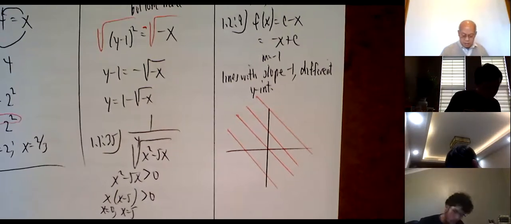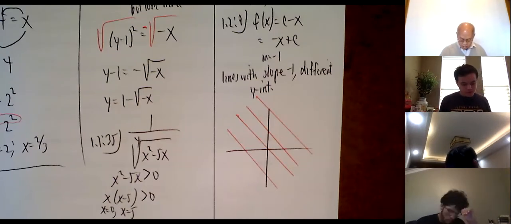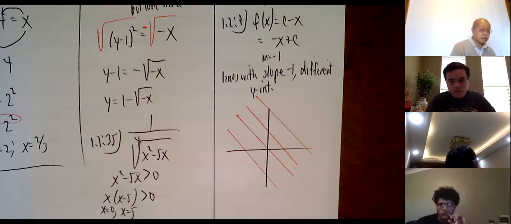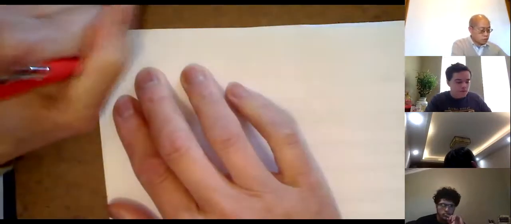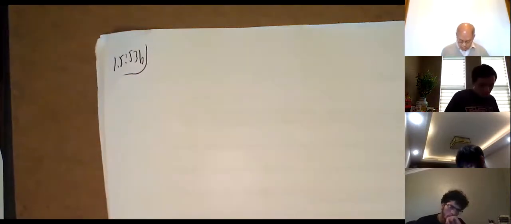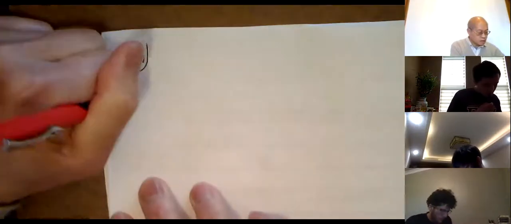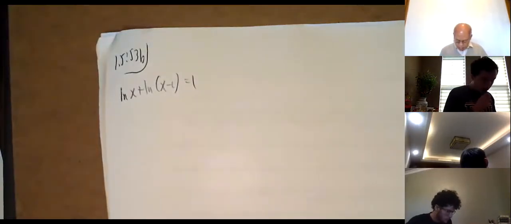Okay. Let's see, 1.5, 53b. Let me get another sheet of paper here. 1.5, 53b: ln x plus ln of x minus 1 equals 1. So solve for x.